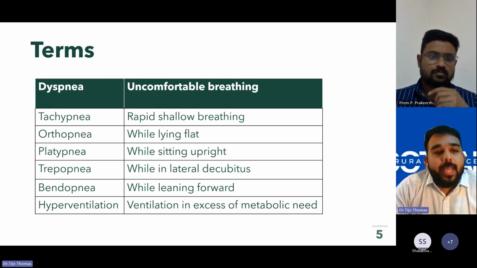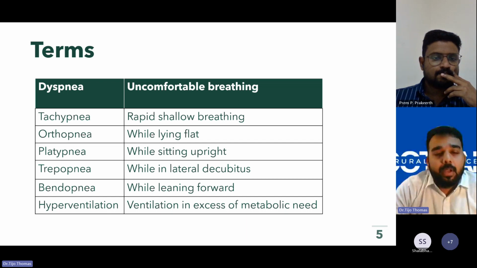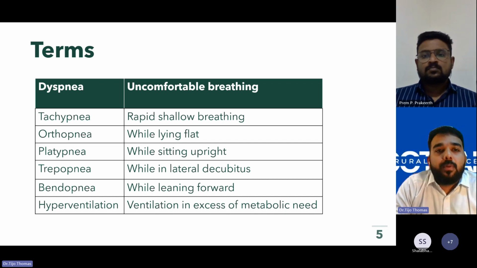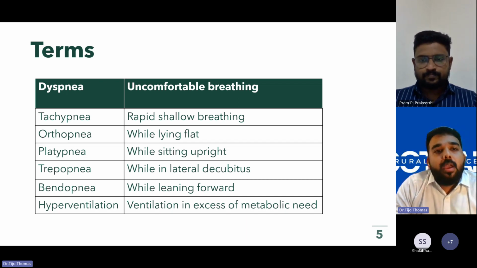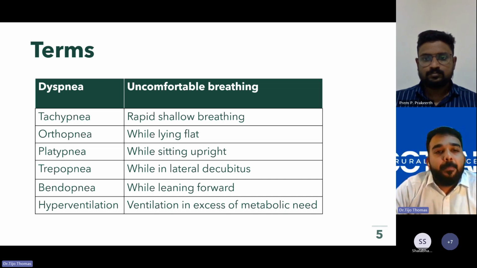We'll be dealing with tachypnea, orthopnea, platypnea, trepopnea, bendopnea, hyperventilation. You would have all heard these terms. So what's tachypnea? Tachypnea is basically just an increased respiratory rate. Orthopnea is discomfort while lying flat, which is mostly seen in left heart failure. Platypnea is breathlessness while sitting upright, which is commonly seen in right to left shunts, such as in a PFO and ASD.